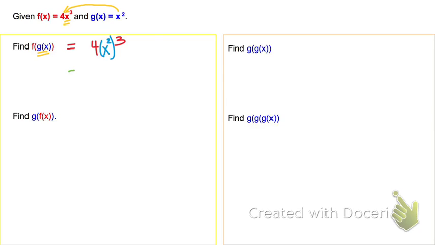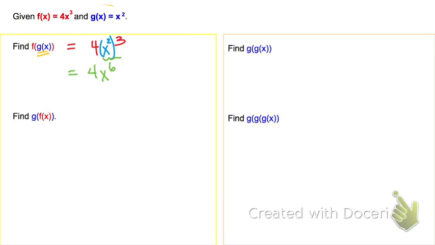So we still have the 4, nothing happened there, but this x squared to the third, we use the power rule, and we multiply the exponents. Because x squared to the third is saying that you take x squared and you multiply it by itself 3 times. So 2, 4, 6 times all together. That's why you get x to the 6th. Now let's try the next one.